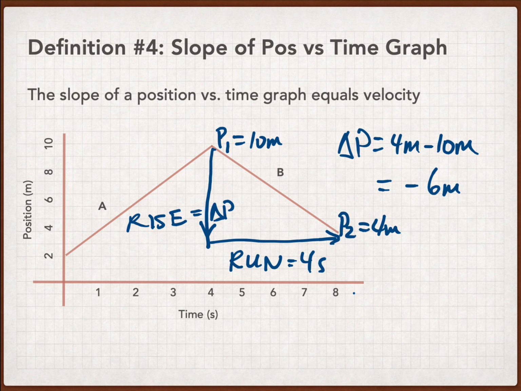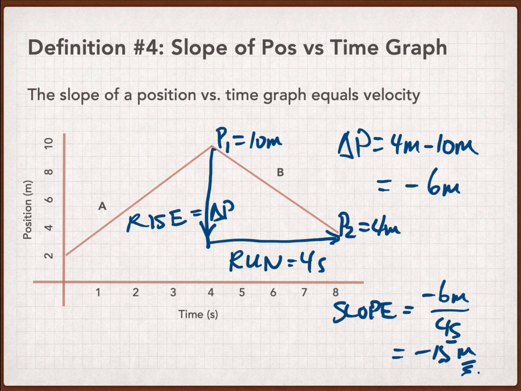And so if I put all this together and figure out the slope, what it's going to tell me, again, is the velocity of this object. So negative 6 meters over 4 seconds, and my velocity during this time was negative 1.5 meters per second.